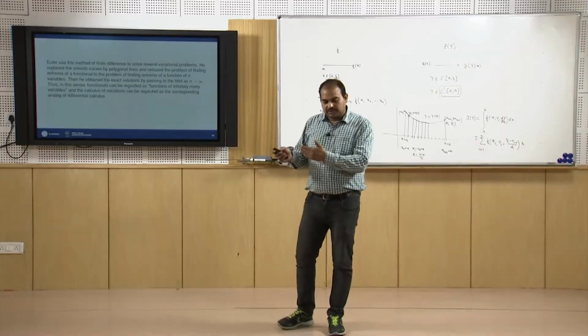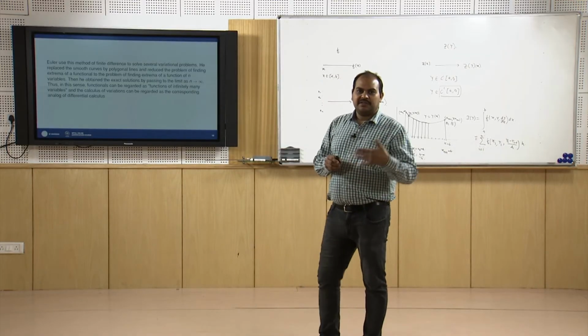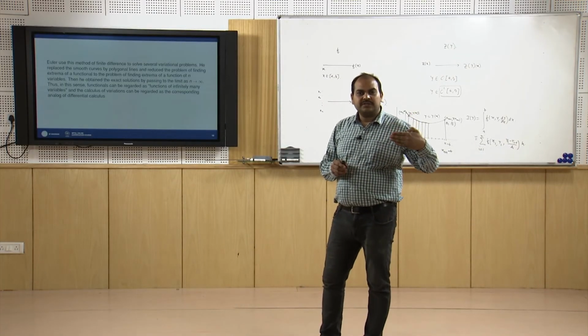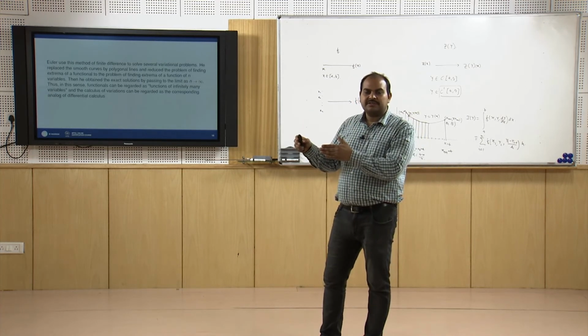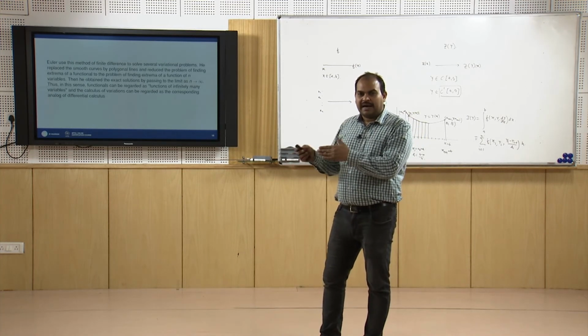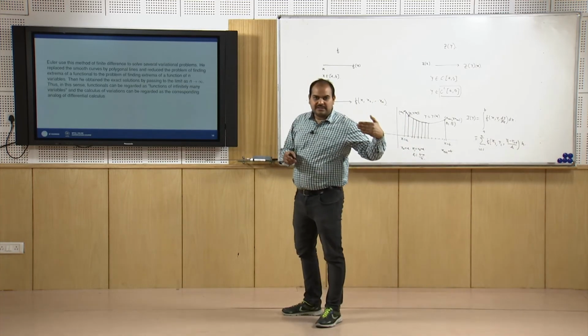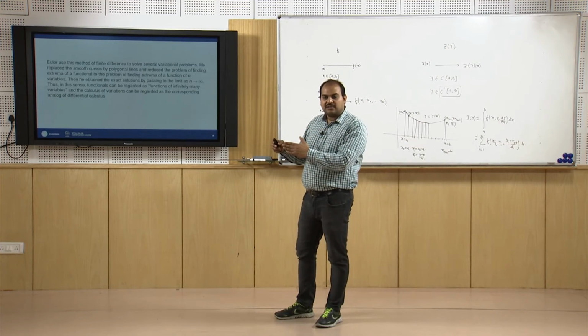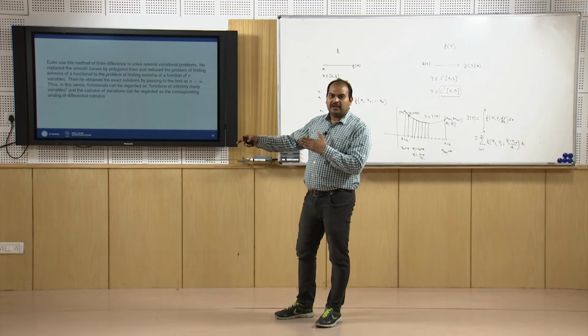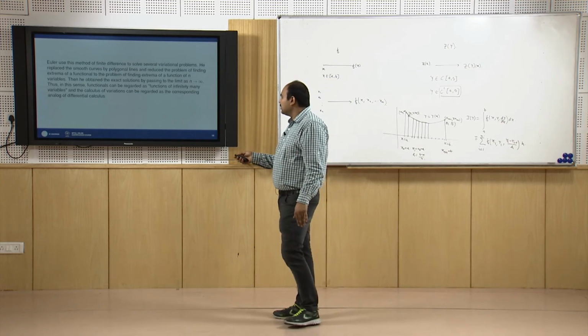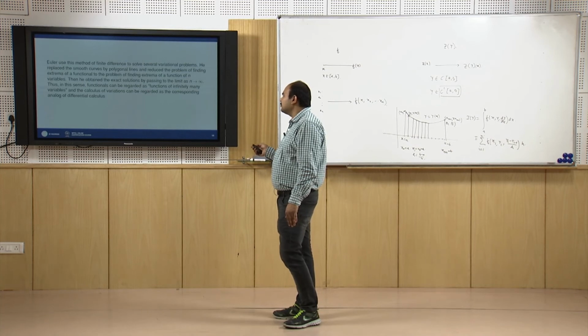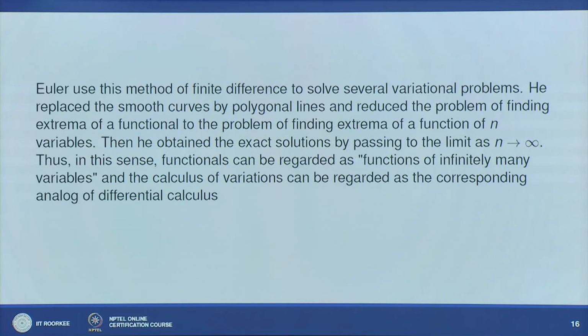So if you recall, what we have done is that we have approximated the functionals as the functions of n independent variables, and then we can say that as n tending to infinity, this functional can be treated as a function of infinitely many independent variables. So that is what we are writing here, that in this sense functional can be regarded as functions of infinitely many variables, and the calculus of variation can be regarded as the corresponding analog of differential calculus.